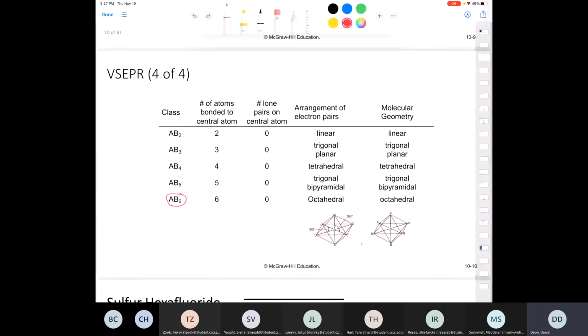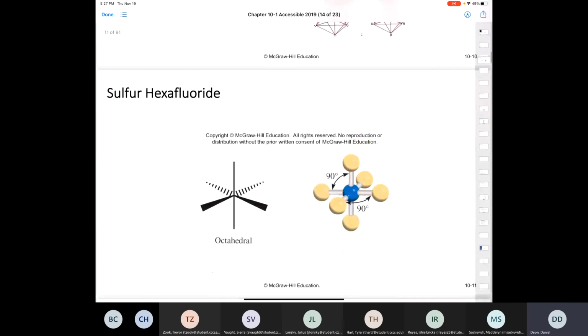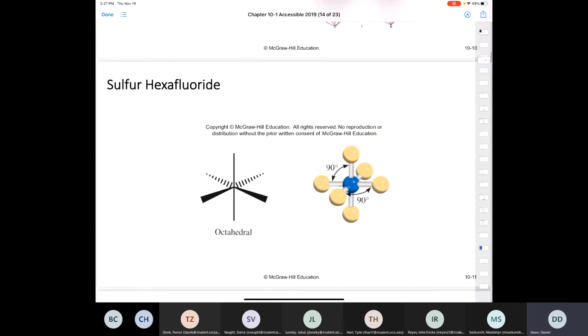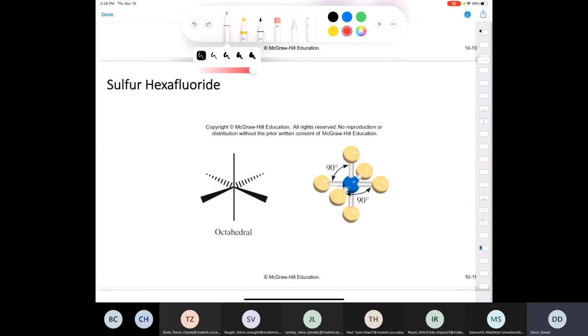There we go. So let's look at an example of an octahedral molecule, and that would be sulfur hexafluoride. You can Google videos of people inhaling sulfur hexafluoride and then talking, and it makes them sound like Darth Vader because sulfur hexafluoride is so dense. Anyhow, sulfur hexafluoride. Sulfur is in the third period, so it can expand its octet.